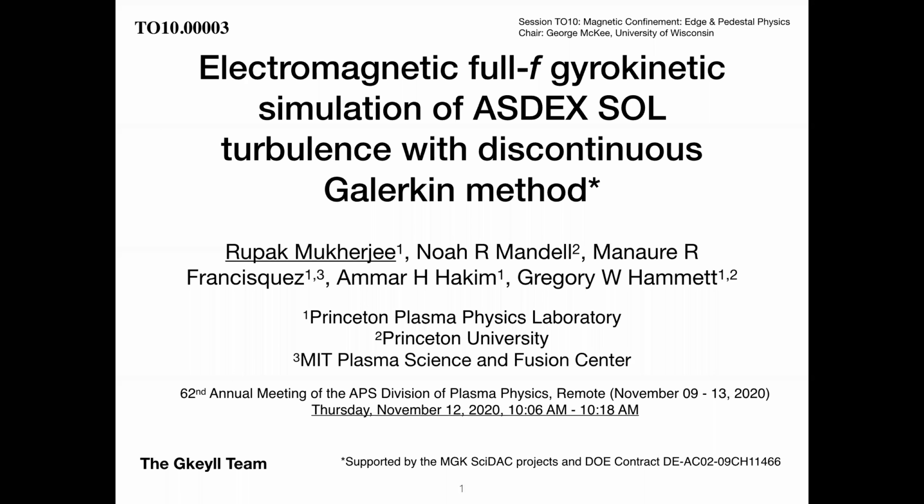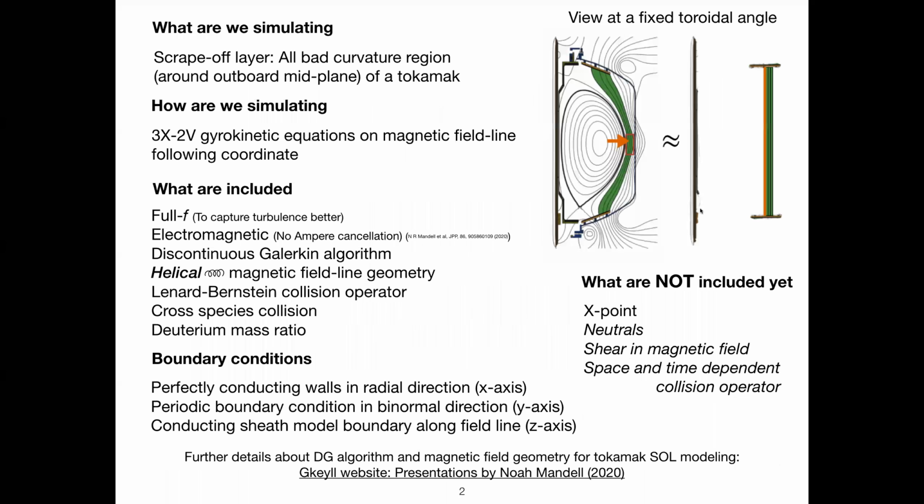Thank you. I'm Rupak, and I'll be talking about our recent progress on scrape-off layer turbulence using Gkeyll, which uses a discontinuous Galerkin method with full-F gyrokinetics and further with electromagnetic capabilities. So what are we simulating? We are simulating the scrape-off layer turbulence of a tokamak in the all bad curvature region around the outboard midplane.